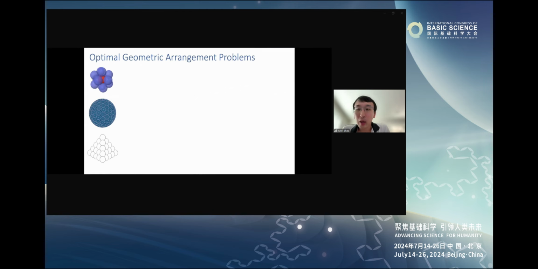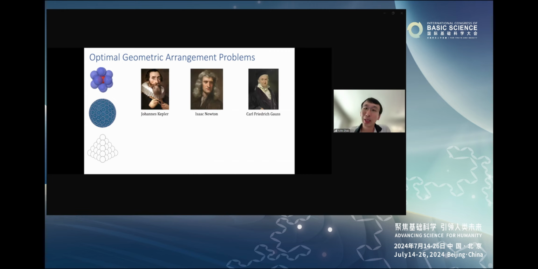To start off the scene, there are some very classical problems in mathematics having to do with optimal geometric arrangements. What's the best way to arrange balls or points on a sphere? These are problems that have captured the imaginations of very famous scientists, including Kepler, Newton, and Gauss. Kepler's name is attached to the sphere packing problem. Kepler's conjecture says that the best way to pack spheres in 3 dimensions is how you see oranges stacked in the grocery store.